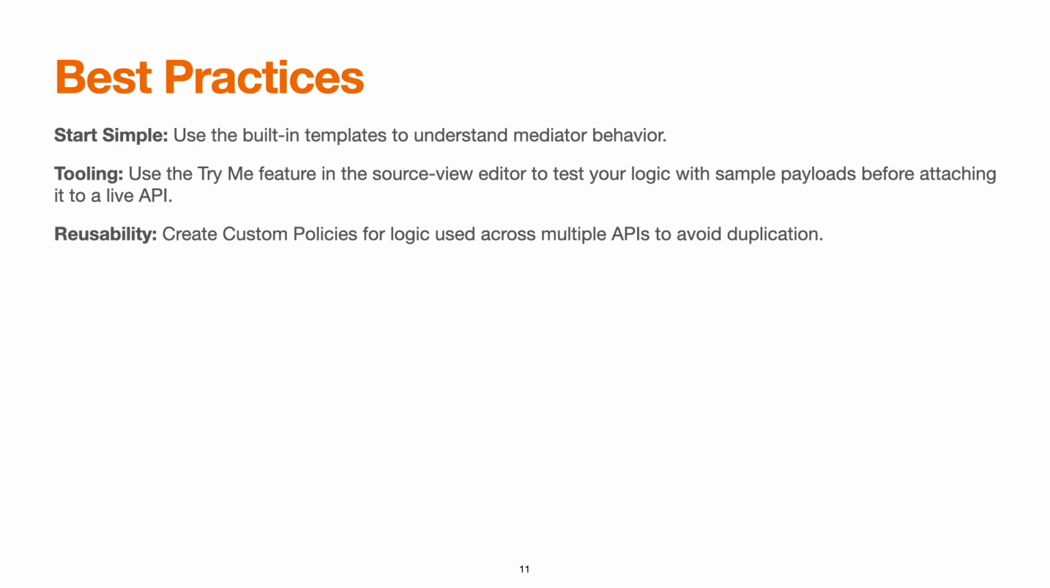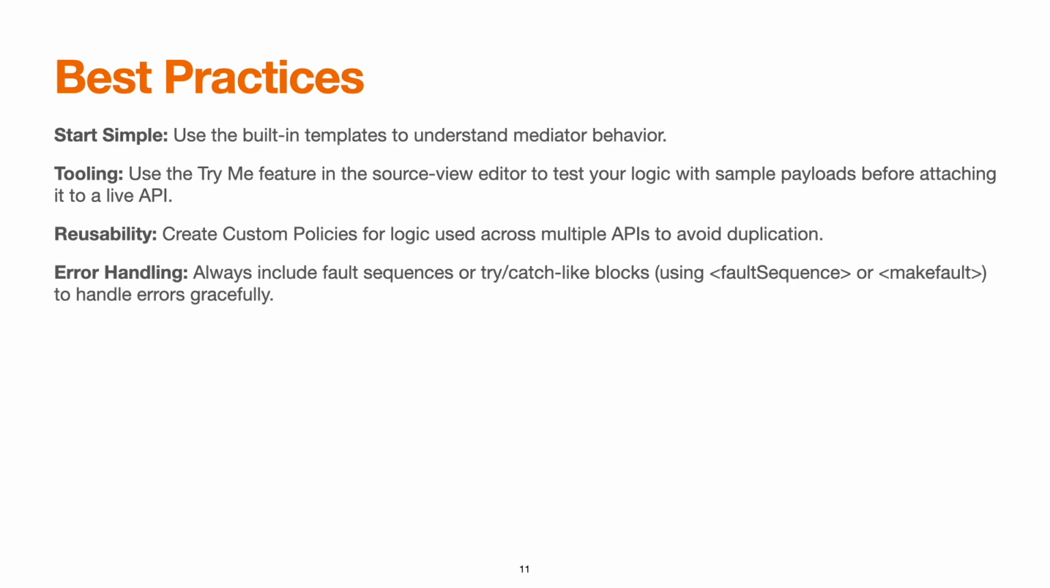Always try to create custom policies for logic that can be used across multiple APIs to avoid duplication. If you are going to work on a project which uses a certain set of capabilities, then instead of creating multiple policies, if possible try to create a single policy with reusable logic to avoid duplication. Error handling: always include a fault sequence, typically try-catch kind of blocks, which come inside the fault sequence to handle the errors gracefully.